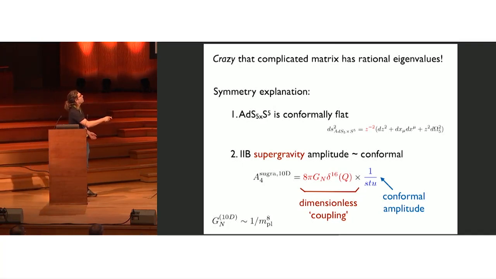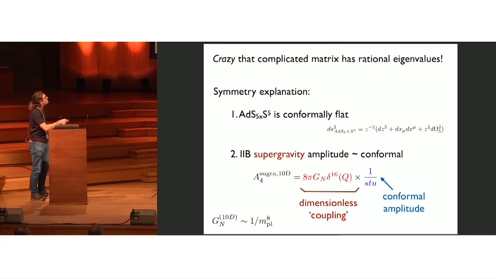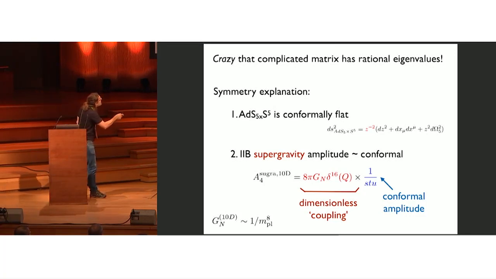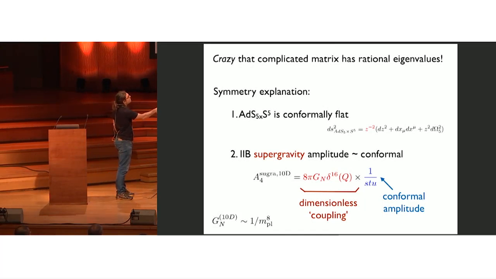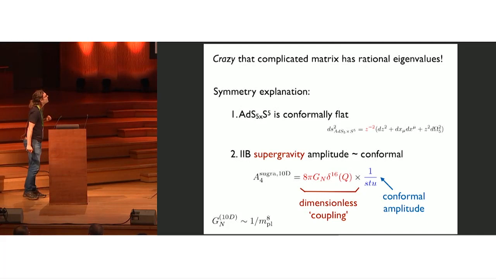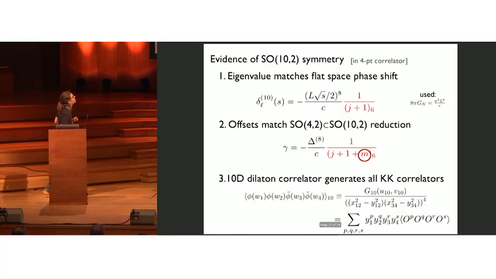And okay, what's it good for? Because obviously gravity is not conformal. So we have gravity in AdS5xS5. What does it buy us? Well, if you squint at the supergravity amplitude, you can write it as G Newton times some SUSY delta function times 1 over STU. G Newton times delta^16(Q) is actually dimensionless. So 1 over STU has the correct units to be a conformal amplitude in 10 dimensions. That's a funny coincidence. Somehow that's going to be the explanation of the magic we see.